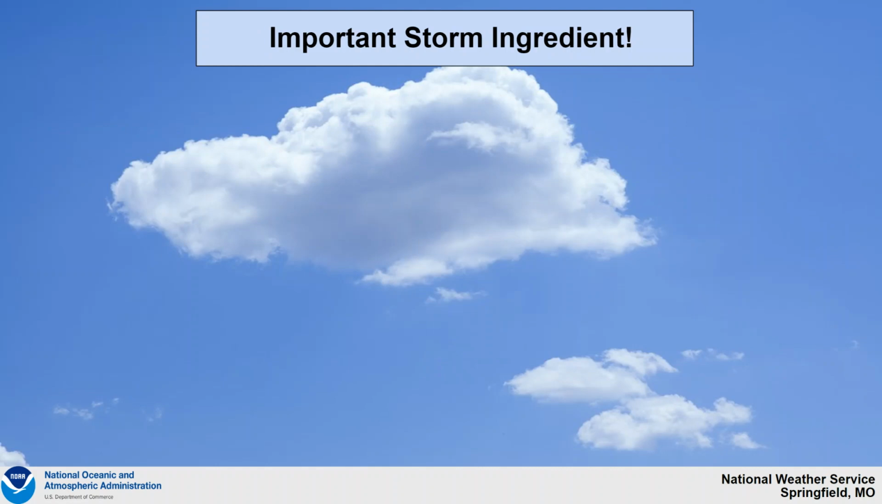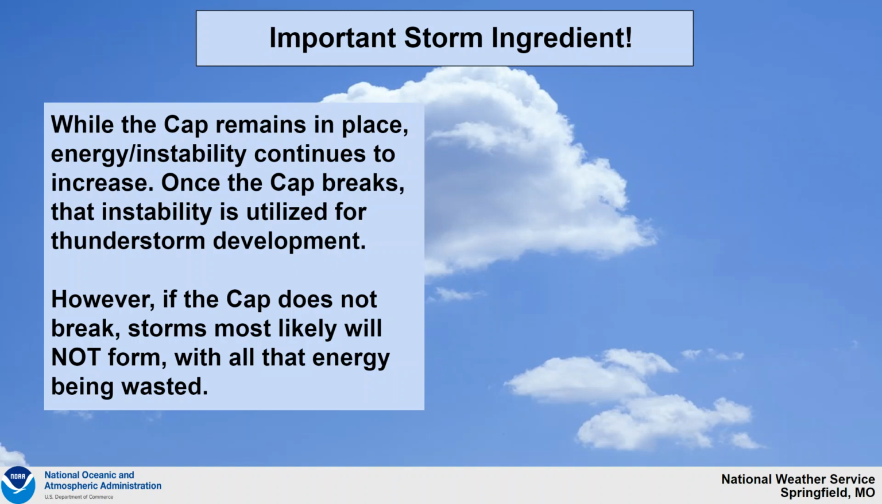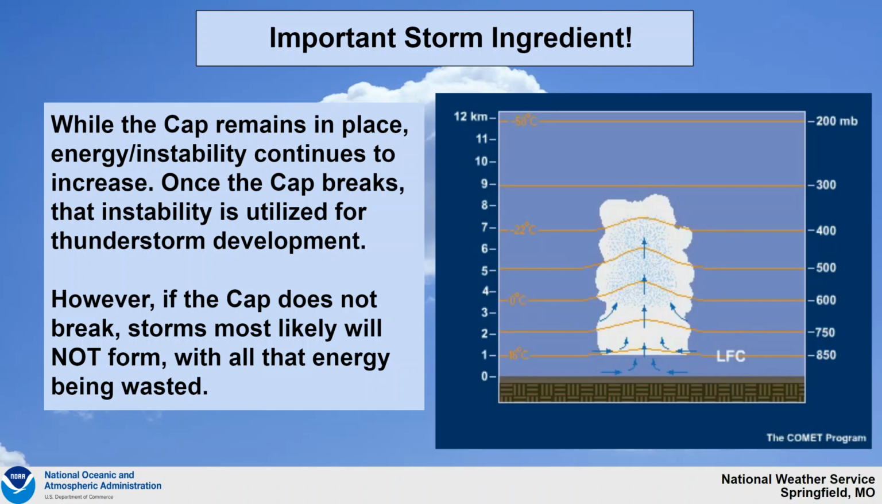Now the capping inversion is an important storm ingredient. So while you have a cap in place, energy and instability continue to increase. Now once that cap breaks, all that built up energy and instability is then utilized for thunderstorm development. However, sometimes the cap does not break at all, and storms just will not form. And even though you had all that instability and energy ready to go, it just could not be utilized because the cap was too strong.